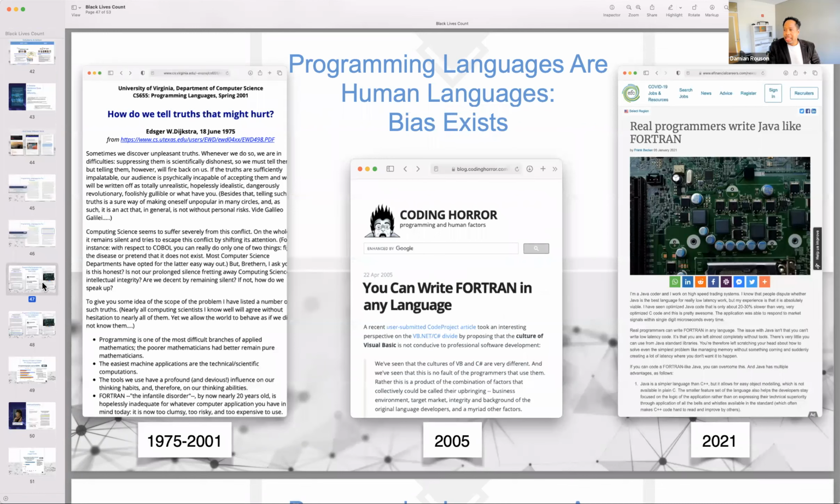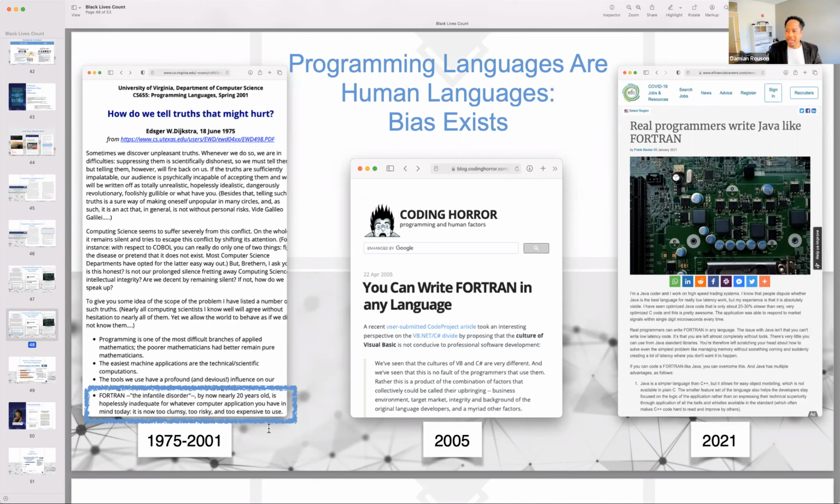I probably don't have to make the case that Fortran is an underdog language, but just to give you an idea of how bad the situation can be, it doesn't feel great when you can pull up papers. This is a paper from 1975 by Edsger Dijkstra, and I found it in a course syllabus from 2001, where he's referring to Fortran on the lower left as the infantile disorder, because Fortran was the first widely used programming language. By now 20 years old, it is hopelessly inadequate for whatever computer application you have in mind today. It is now too clumsy, too risky, and too expensive to use.